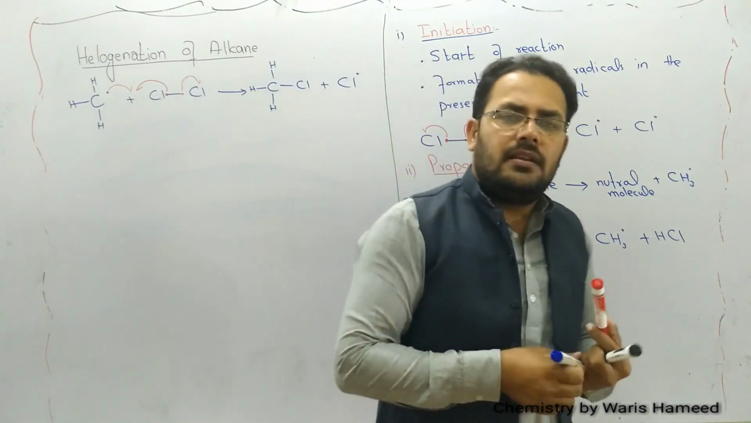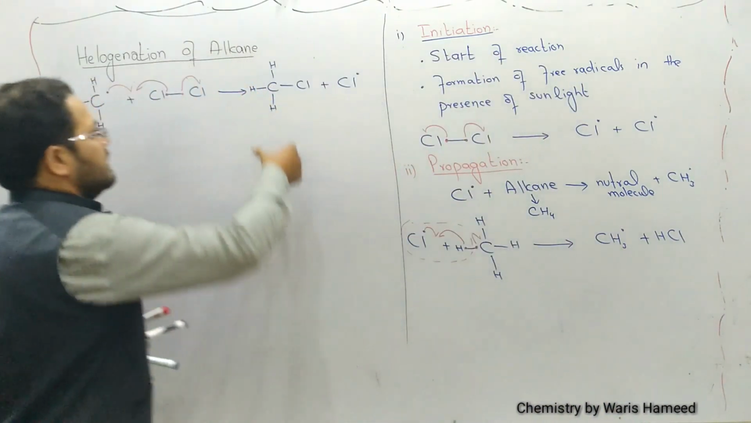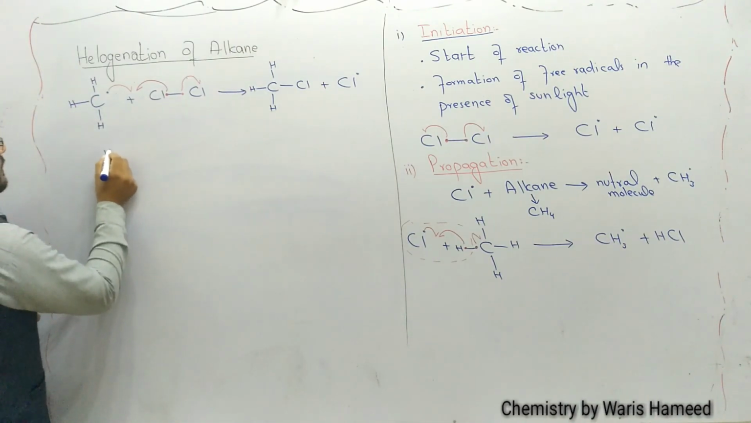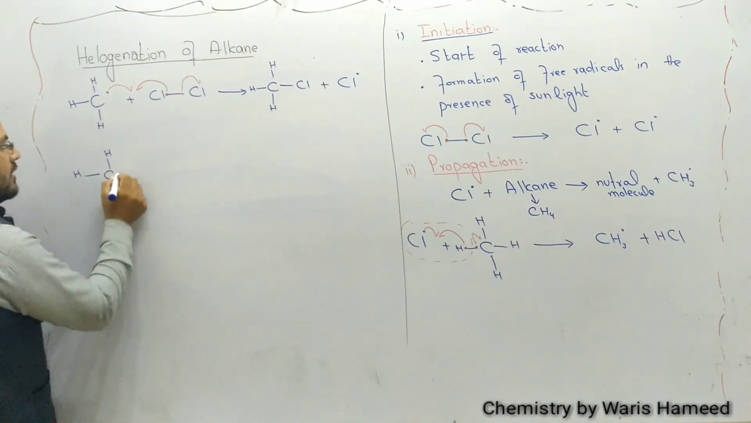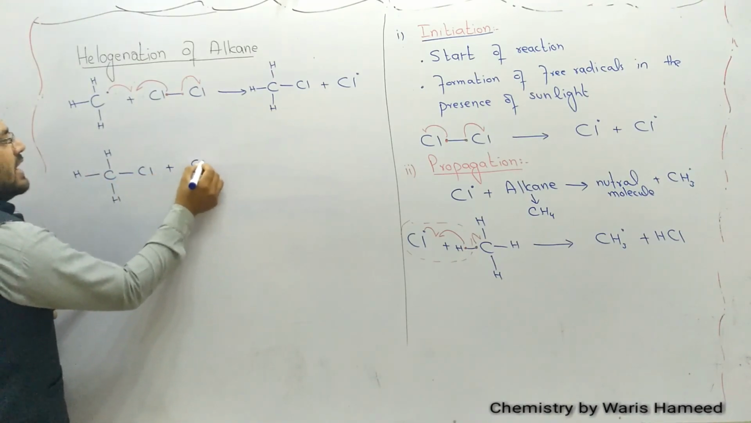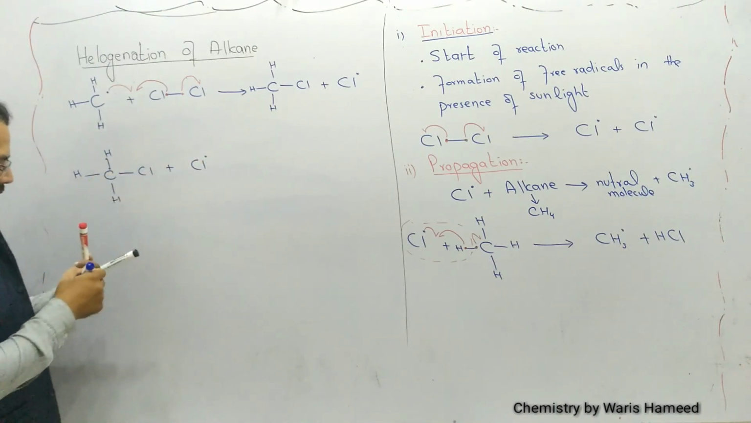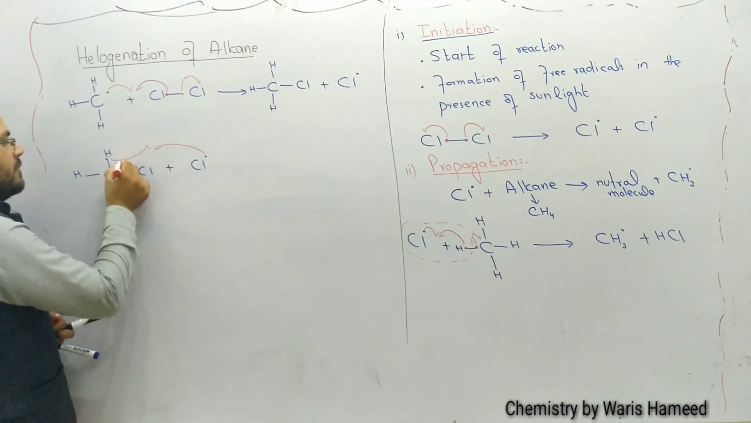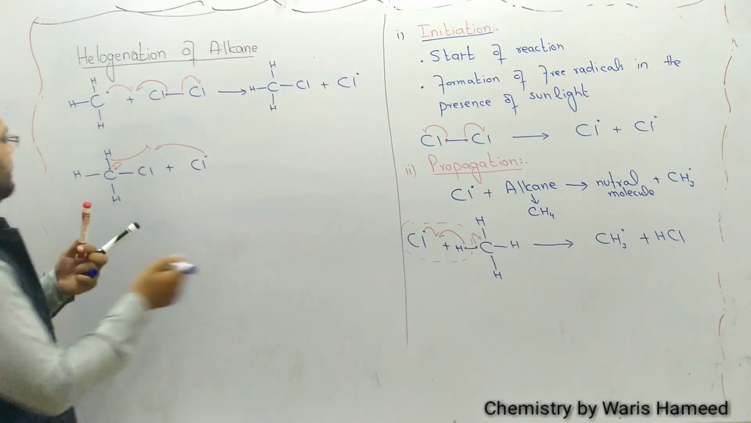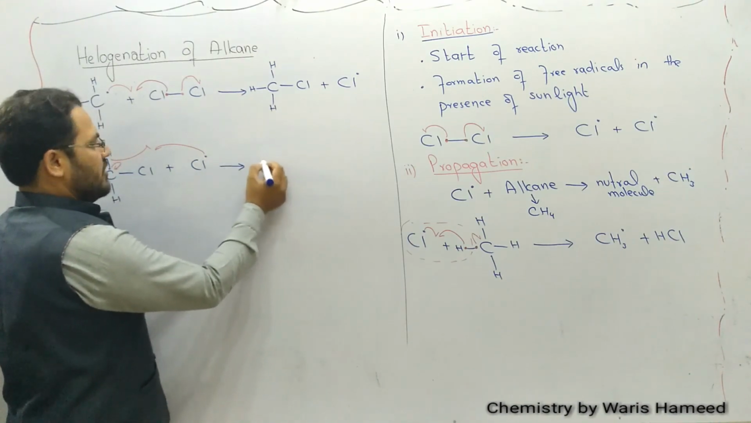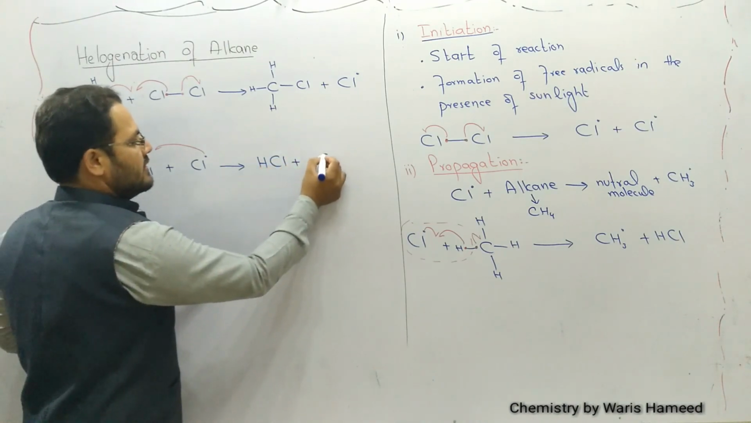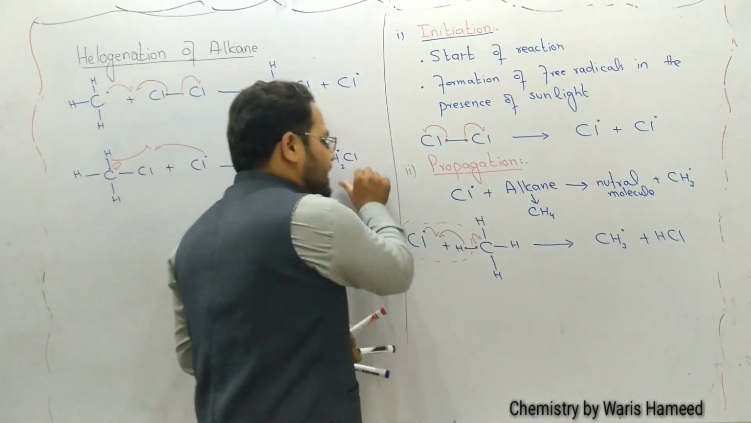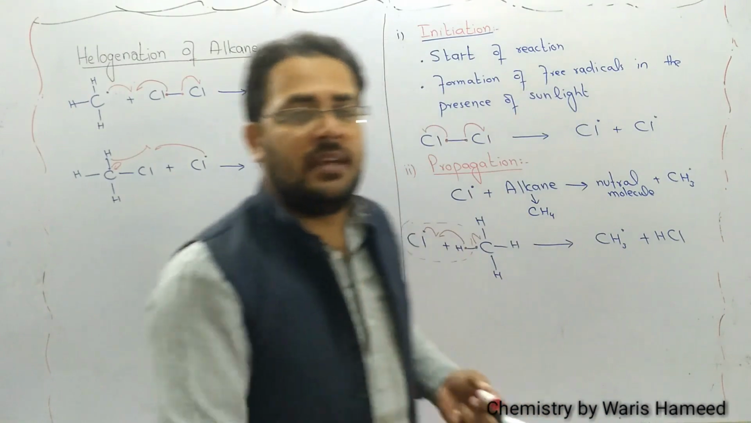Now this chlorine radical is ready to react with this methyl chloride. In the next step, methyl chloride will again react with another chlorine radical and abstract another hydrogen atom, forming again a radical. Here will be the formation of HCl and CH2Cl radical. Now this radical is again ready to react with another chlorine molecule.